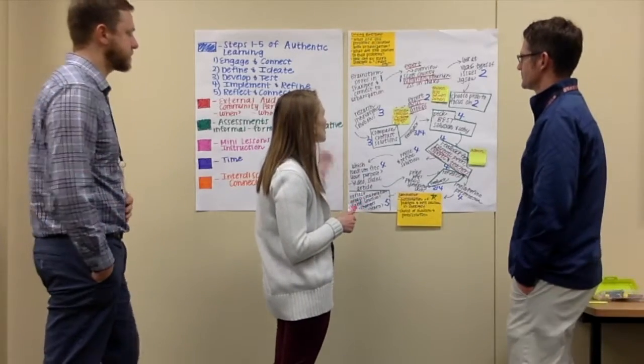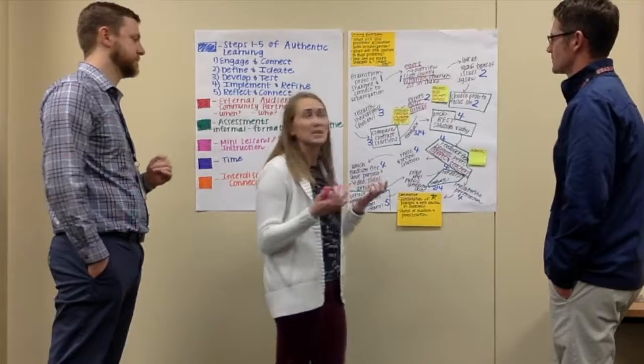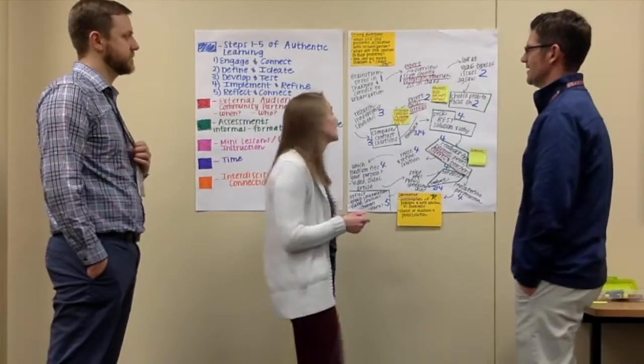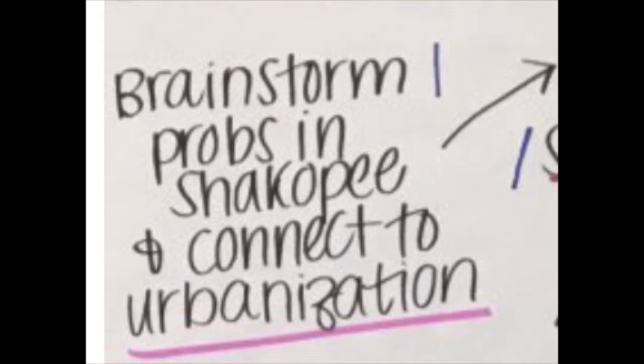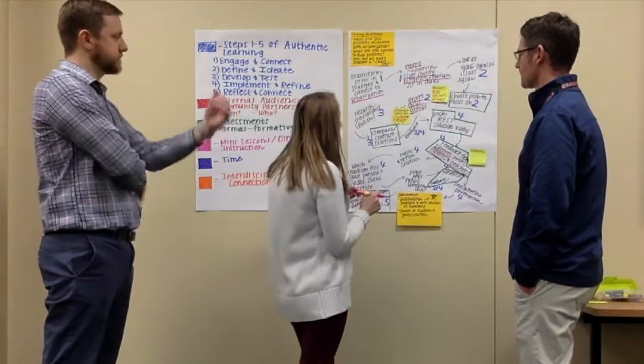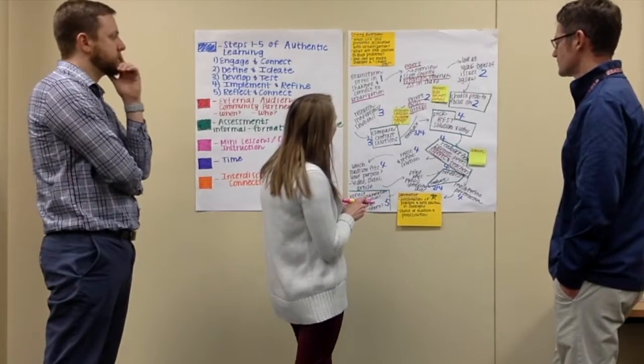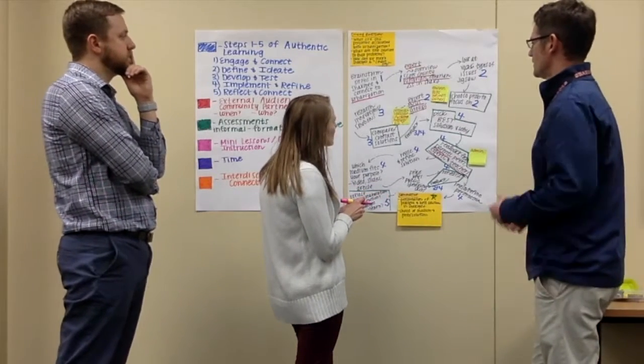So since our first question asks about urbanization, I feel like we need to make sure we've got a mini lesson on that. It's key learning. So that would be right here at the beginning, right? It says connect to urbanization, but we want to double check that they know what that means. Yep. Okay, so that's a spot for it. Where else?